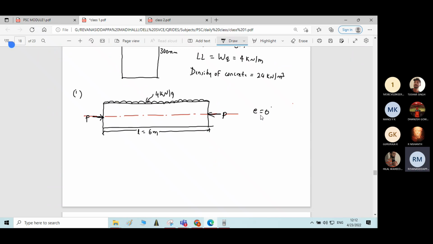What is actually the meaning of eccentricity? It is the distance between the centroidal axis and the line of action of the pre-stressing force. Here the line of action of the pre-stressing force is moving along the centroidal axis itself, so there won't be any eccentricity. The eccentricity is 0 in this case.